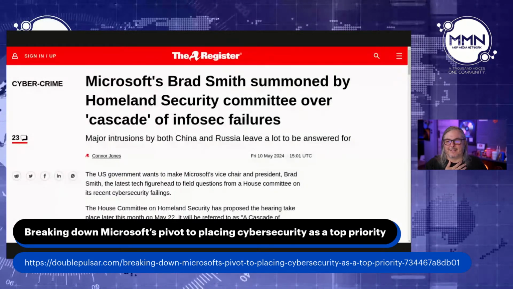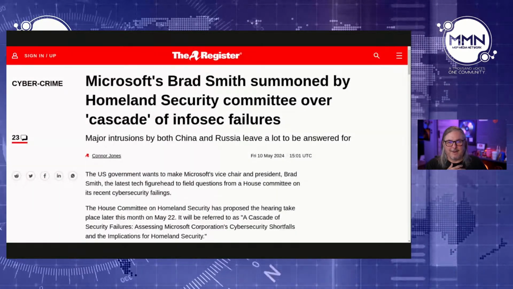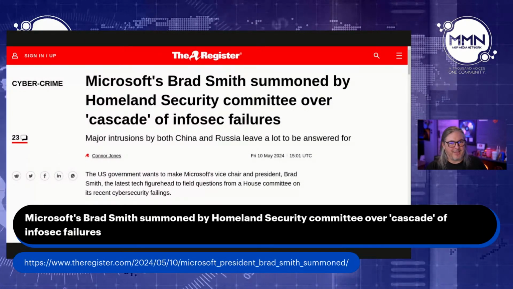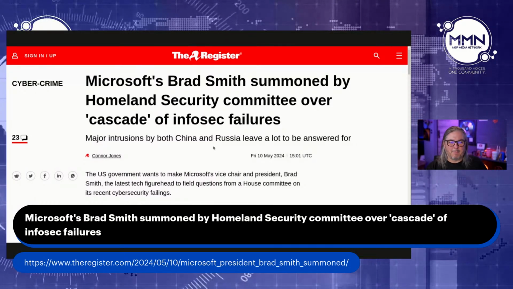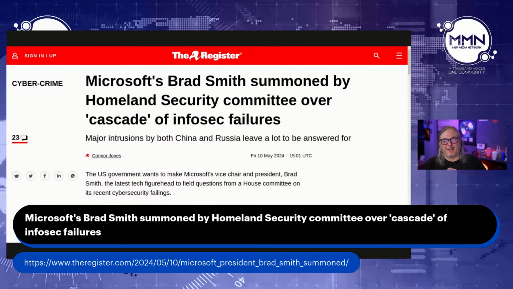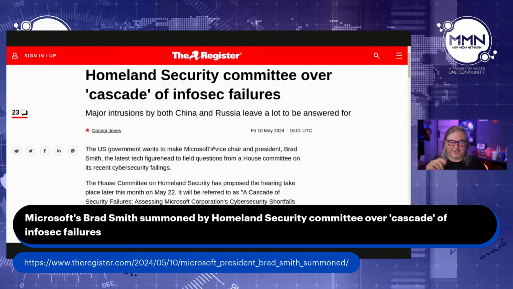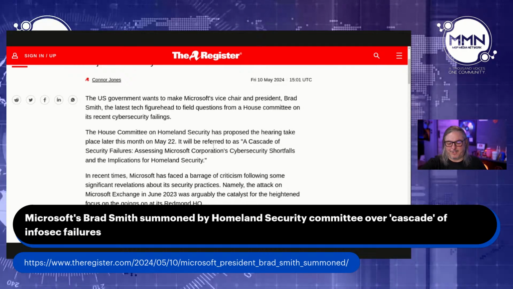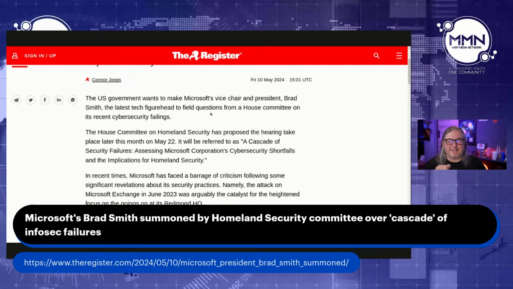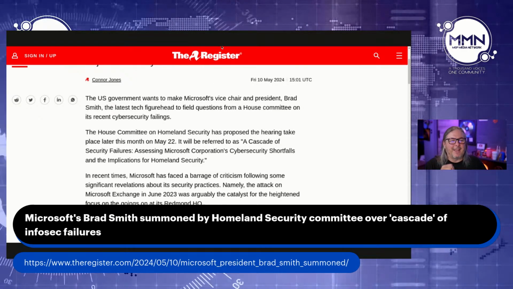Now, speaking of that, I wonder why they said this. This is more recent news, but trust me, they knew it was coming. This is Microsoft's Brad Smith summoned by the Homeland Security Committee over a cascade of InfoSec failures. I like that it used "cascade of InfoSec failures." The U.S. government wants to make Microsoft's Vice Chair and President Brad Smith the latest tech figurehead to field questions from a House committee. I love these.